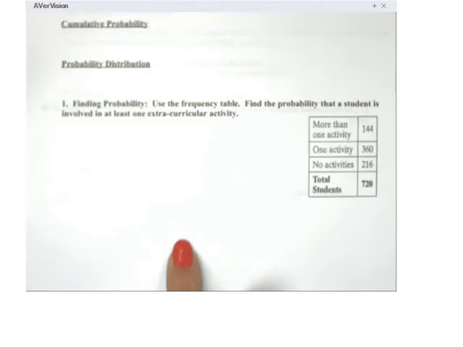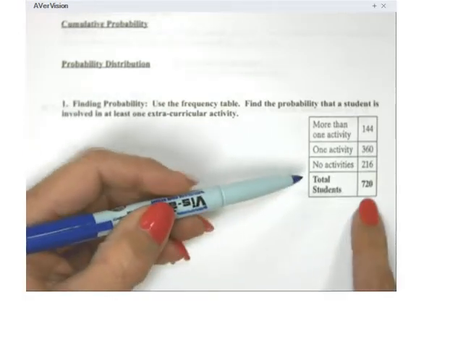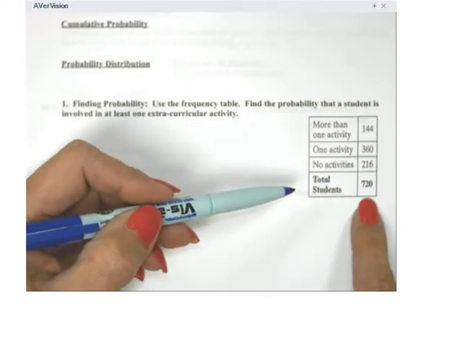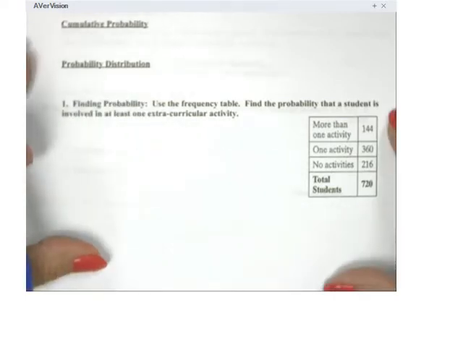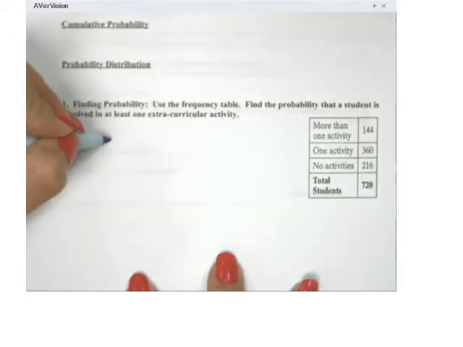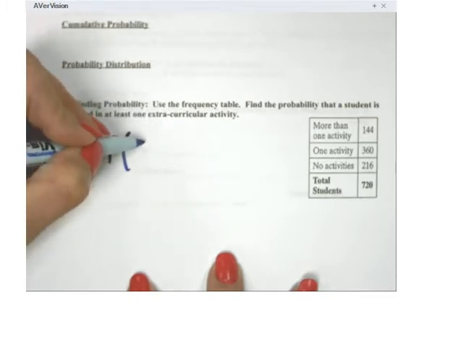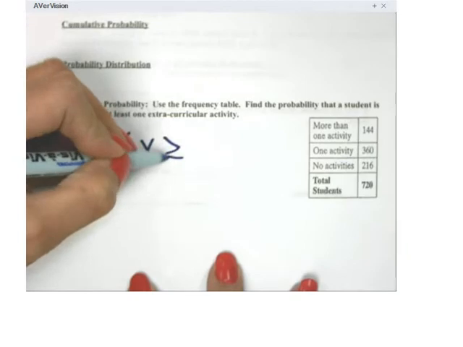And so if we wanted to find using this frequency table, and it is a frequency table, it's not a probability distribution. A probability distribution would have these all as the probability of each of these events occurring. But if we want to find the probability that a student is involved in at least one extracurricular activity, let's show how we'll write that out. We want to find the probability of, and I'm going to let x stand for my variable of how many activities someone is involved in. So I want x to be greater than or equal to 1.